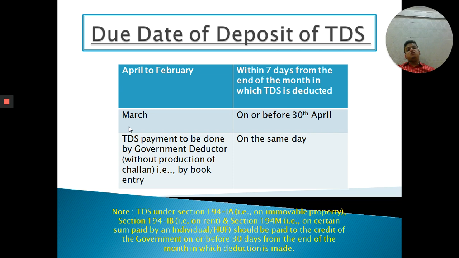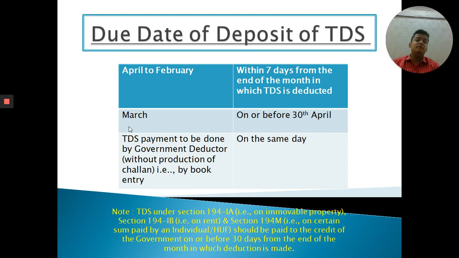Well, due date of deposit of TDS. This is a very easy part. The TDS we deduct as deductor from April to February, we will be depositing it within 7 days from the end of the month in which TDS is deducted. As in the previous example I had explained, the TDS of January, we have to cut it in the month of January and deposit it in the month of February till 7th. That is, the last day is 7th of February.